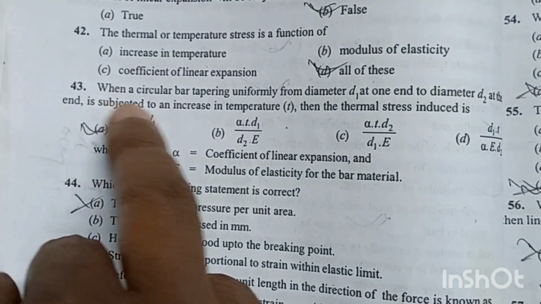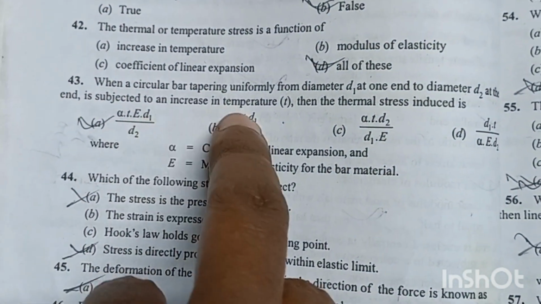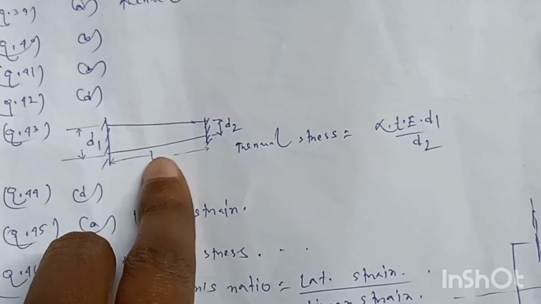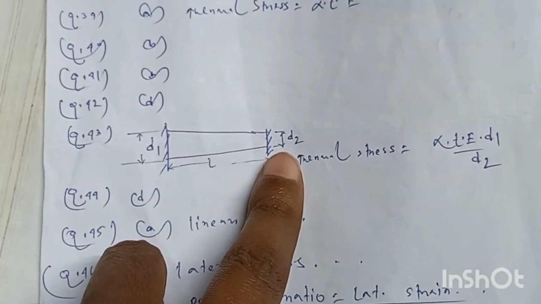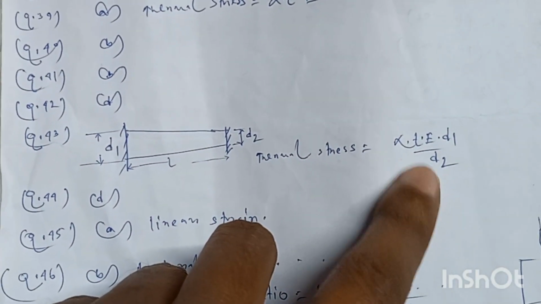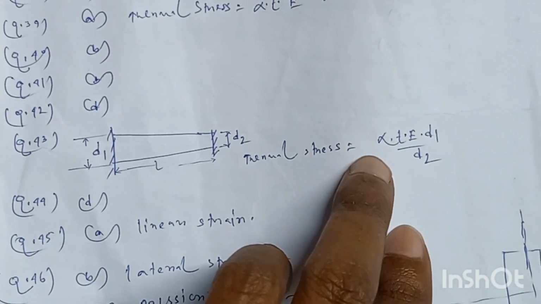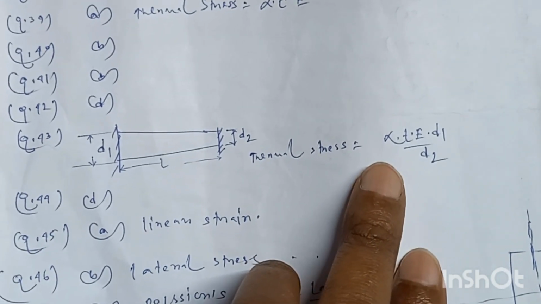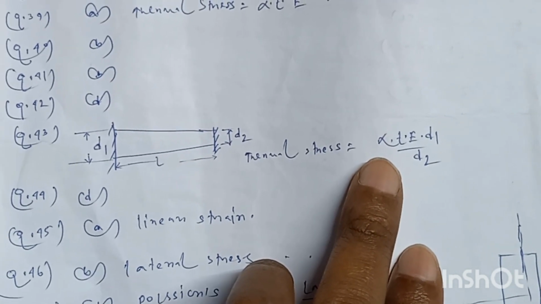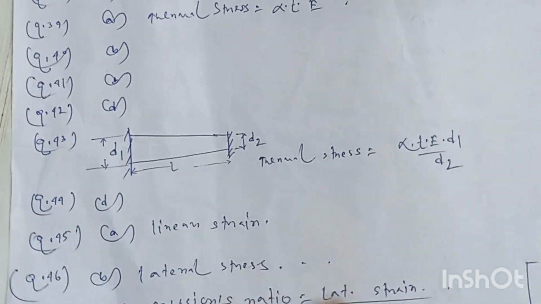Question 43. When a circular bar tapering uniformly from diameter d1 at one end and diameter d2 at the other end is subjected to an increase in temperature, then the thermal stress induced is, question number 43. If a bar is like this, with tapering diameters d1 and d2, thermal stress will be equal to alpha into T into E into d1 divided by d2. You know the notation: alpha is the coefficient of linear expansion of the material, T is the change in temperature, E is the Young modulus of the material, and d1 and d2 are the corresponding tapering diameters of the bar.